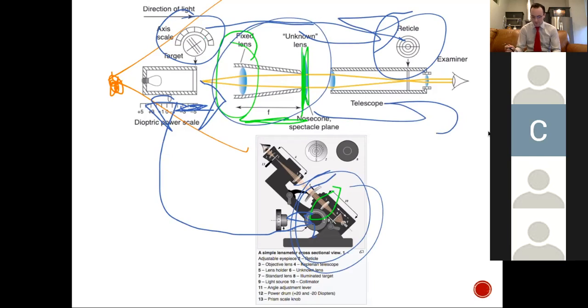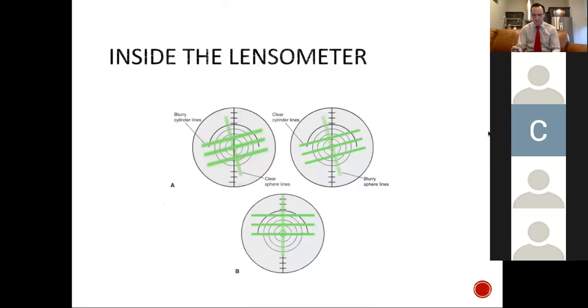Another comment to make would be an automated lensometer works a little bit different, right? So in an automated lensometer, it doesn't neutralize the lens. However, it instead just measures the deflection of light rays, okay? So let's go ahead and look within the lensometer here, and we can see our reticule. Okay, we can also see our target.